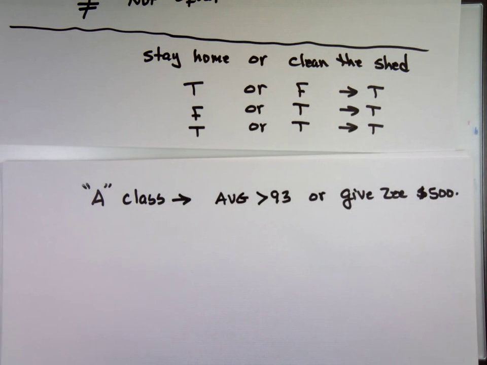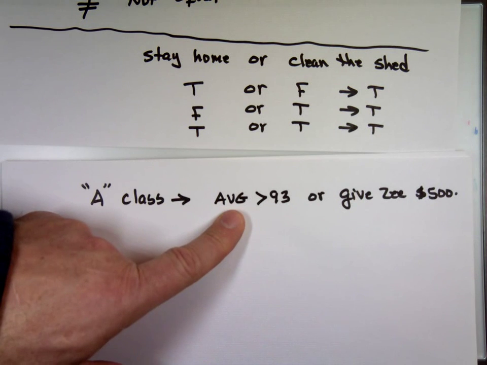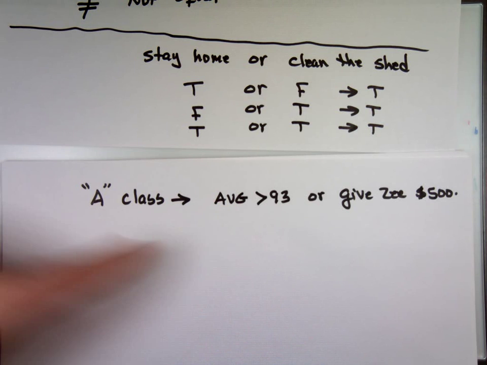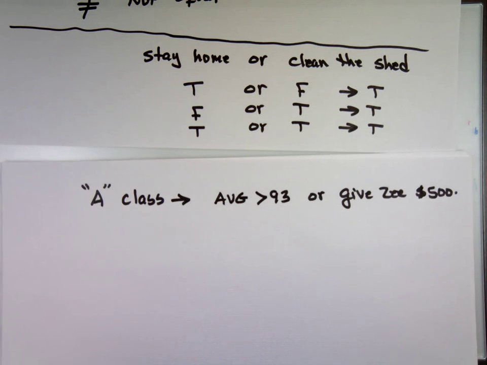So if you don't have the $500, fine. You have to have an average more than 93. As long as you satisfy this, I have to give you an A. Or if you satisfy that, I have to give you an A. Or if you go, you know what, I really had fun in the class, I got a 95 average, but I want to give Z $500, you still get an A in the course. So with the or operation, you only have to satisfy one of the conditions.